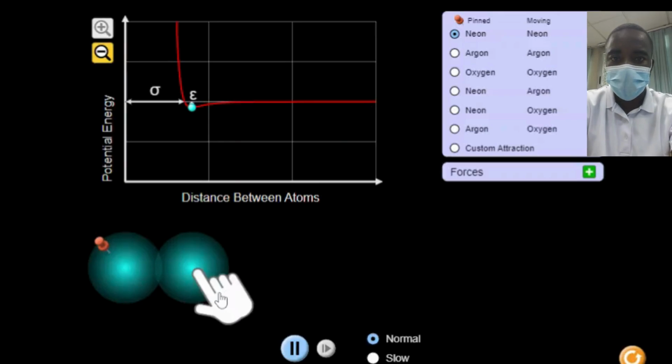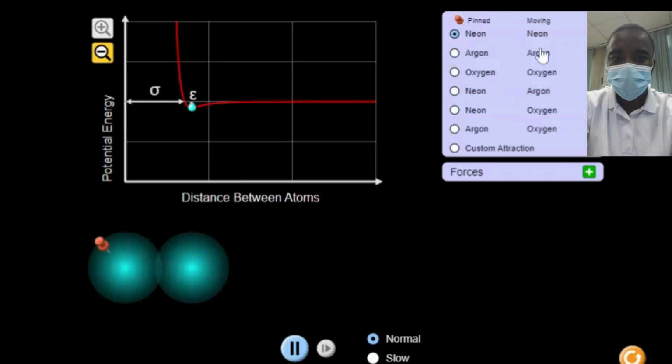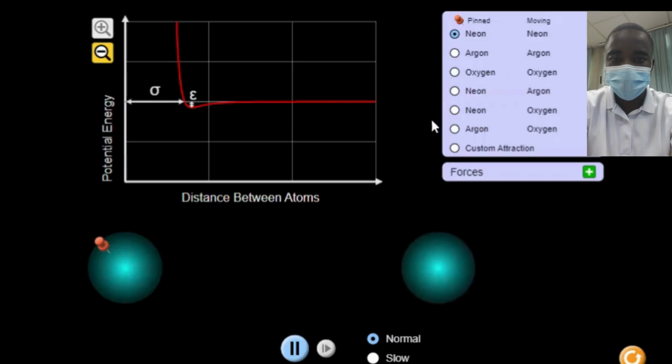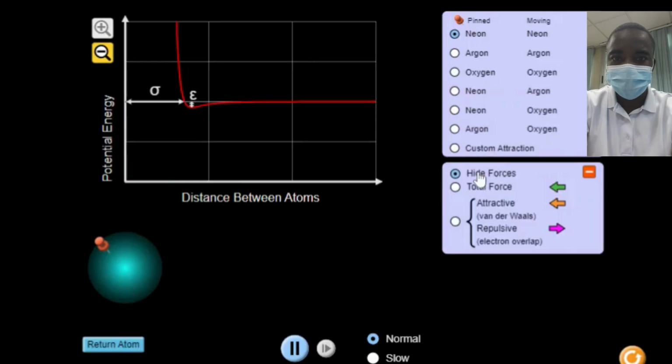The atomic interaction simulation is an innovative educational tool designed to help students understand the fundamental principles governing the interactions between atoms. This simulation allows students to investigate how the relationship between attractive and repulsive forces influences atomic behavior.